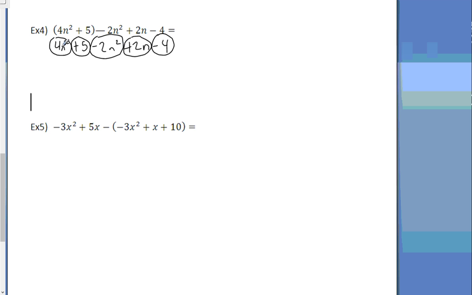All right. What can I add with the 4n squared? The negative 2n squared. 4n squared plus a negative 2n squared is 2n squared. Those are gone, right? I don't do numbers next. I do n's next, right? Because I always do letters before numbers. So 2n plus what? Nothing. So just plus 2n. And then a positive 5 and a negative 4 make a positive 1. Done. That's my answer.